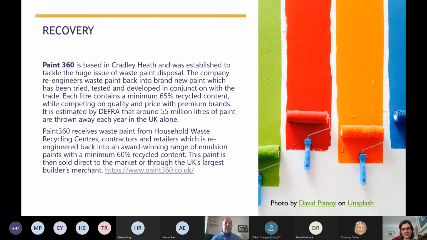And recovery. Here, another West Midlands-based social enterprise, Paint the 360. They collect waste paint from household waste and recycling sites and from businesses, and create new paint from it. And along the way, they focus on enabling particularly young people who are struggling in the jobs market to get experience in the workplace.